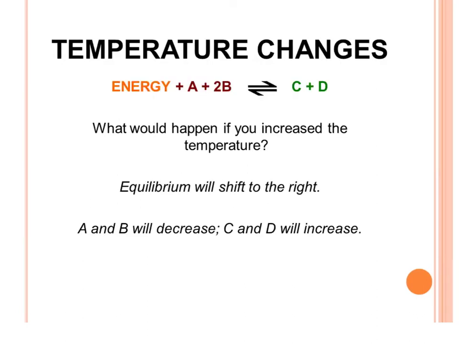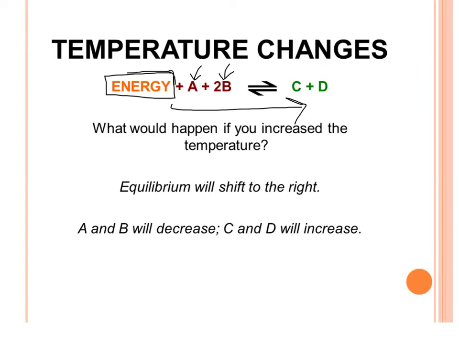An endothermic reaction is one in which the energy term is a reactant. If we were to increase the temperature with an endothermic reaction, it's effectively like we're increasing the concentration of a reactant. So similar to if we were to increase the concentration of A or B, if we increase the temperature here, the equilibrium is going to want to shift to the right.